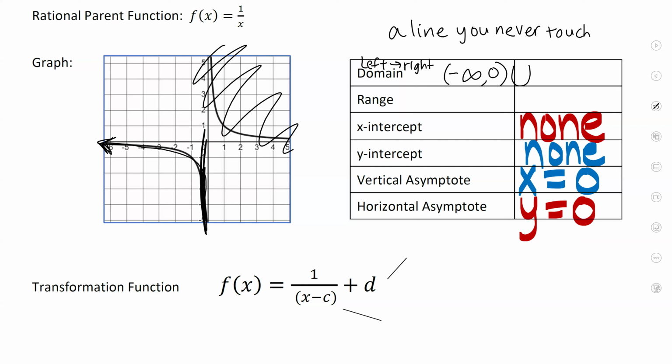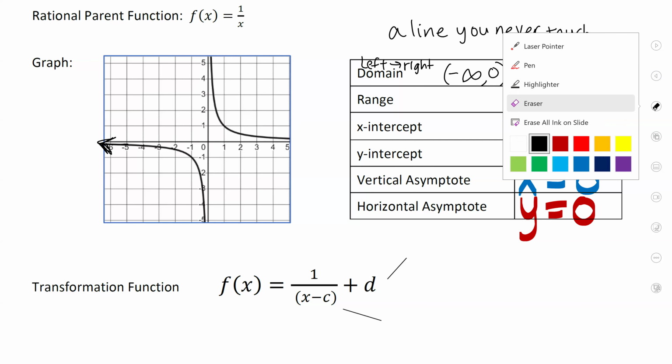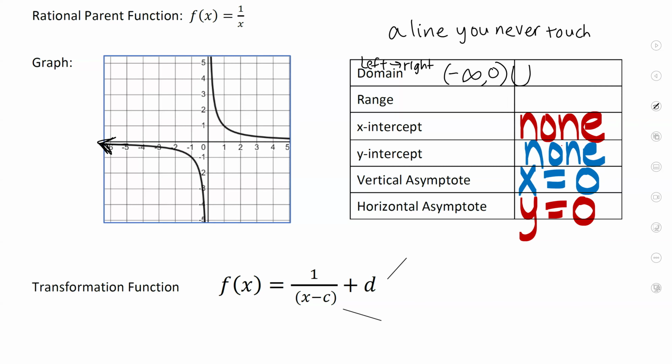And we're going to put the union symbol. Let's focus on the other side now. Let's focus on this side. Where is this part starting? At 0. And it goes off to the right, infinity. So that is your domain.